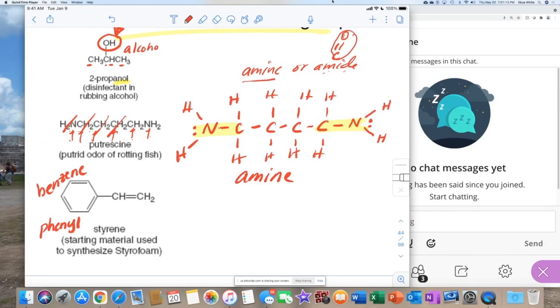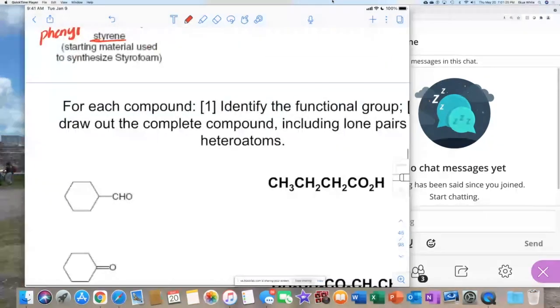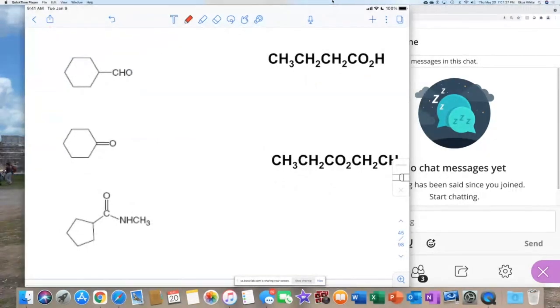Okay, and then you have a double bond here. That will be your alkene. Okay, so this styrene has got 2 functional groups, and you want to be aware of that. At any point, if you guys have questions, please feel free to ask.